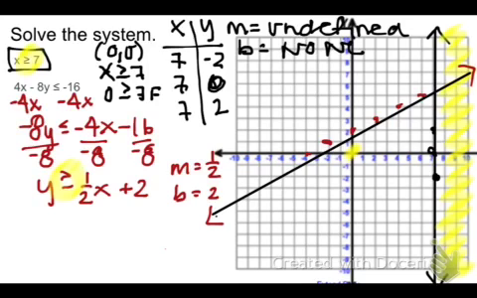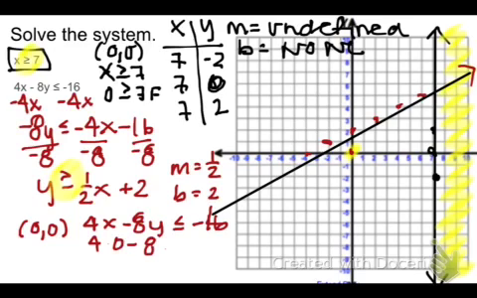I'm going to use my test point as 0, 0 again, so it's right here, to determine if I shade above or below. So I'm going to substitute the ordered pair 0, 0 into my original inequality. 4x minus 8y is less than or equal to negative 16. So 4 times 0 minus 8 times 0, I want to know if that's less than or equal to negative 16. 0 minus 0 is less than or equal to negative 16. So I get 0 is less than or equal to negative 16, which is false. So I'm going to shade away from 0, 0.